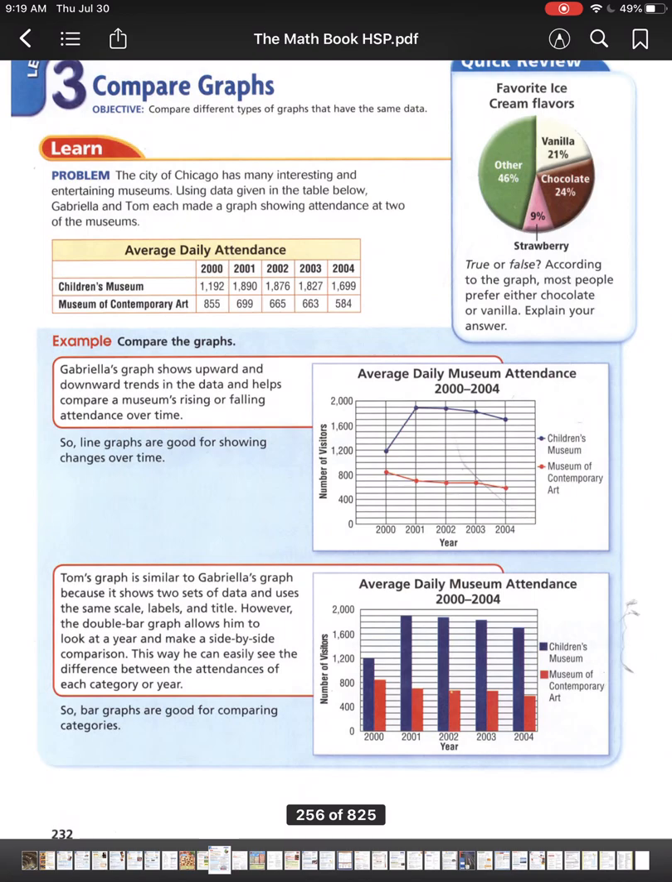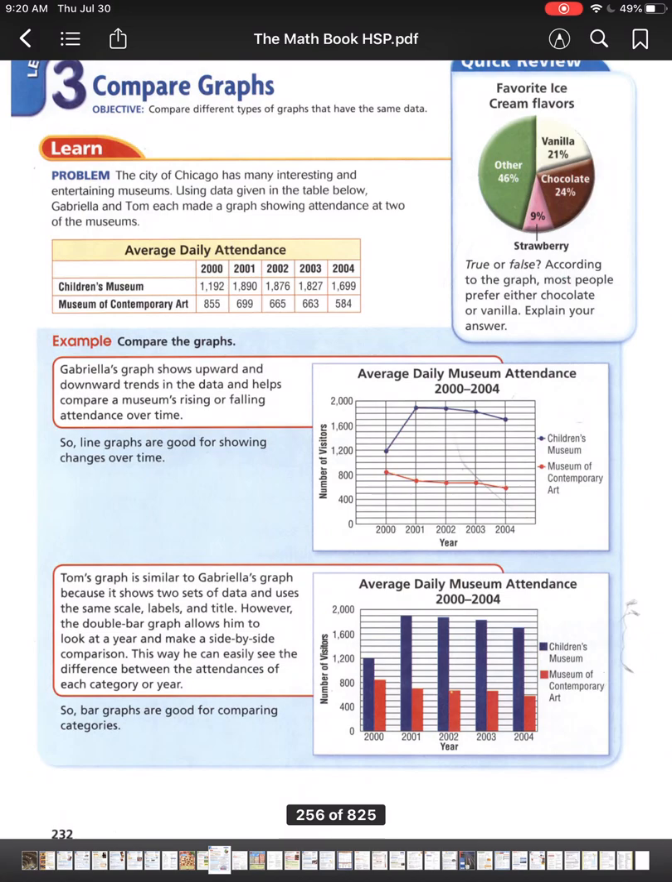So let's look at what we've got here. First, let's look at the quick review. Favorite ice cream flavors. True or false? According to the graph, most people prefer chocolate or vanilla. Yes or no? Hopefully you're all saying no. Chocolate and vanilla combined are 45%. Meanwhile, strawberry and something else, other, are 55%. So vanilla or chocolate do not have the most people.